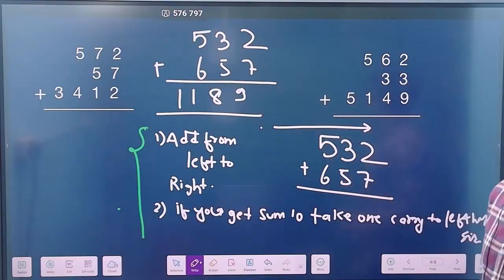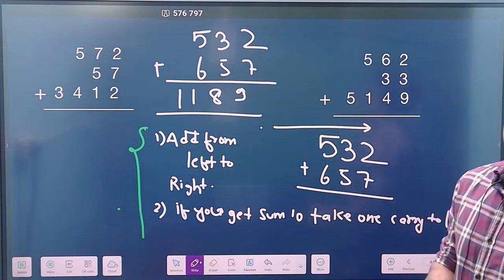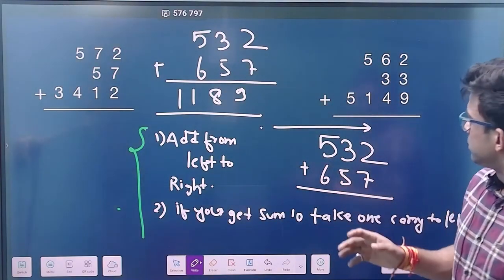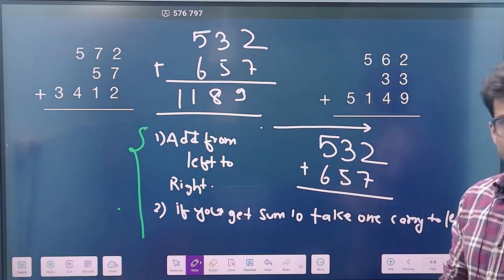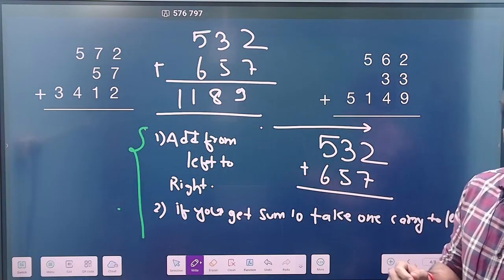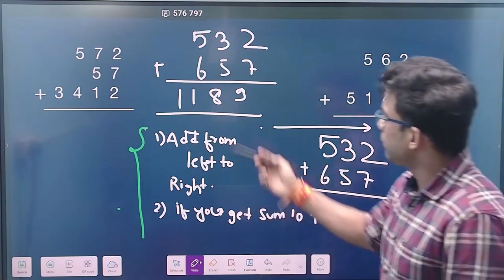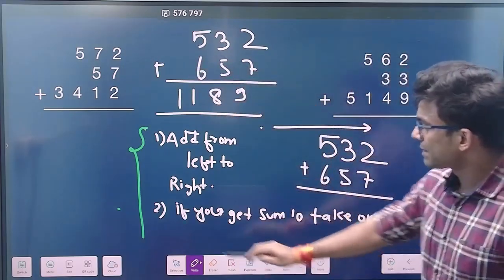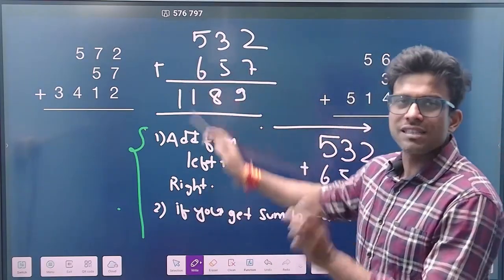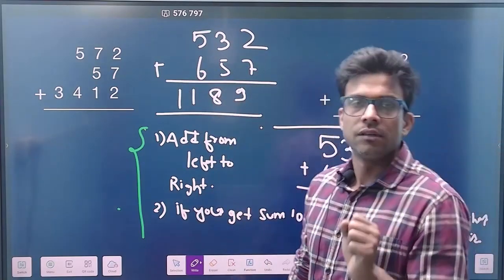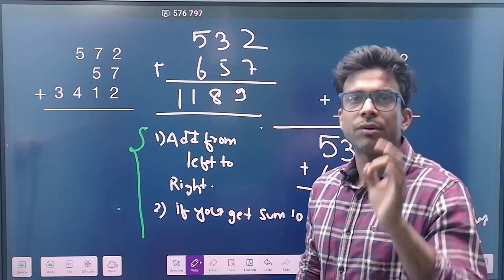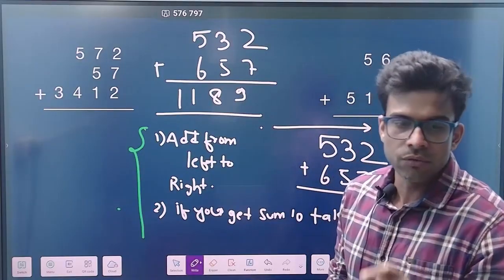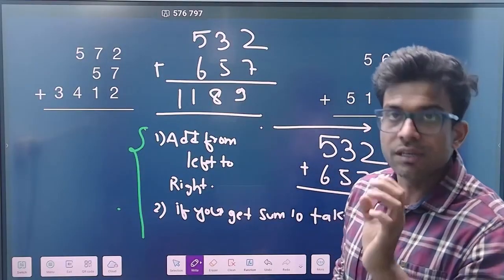Is it right, everyone? I hope all of you are getting my point. I'll take any number which we can sum up. Is this clear what we are doing? First of all, we are adding from left to right. Now this second rule is not applied here because the sums are very easy. As I am saying, let me make you understand with a harder sum.